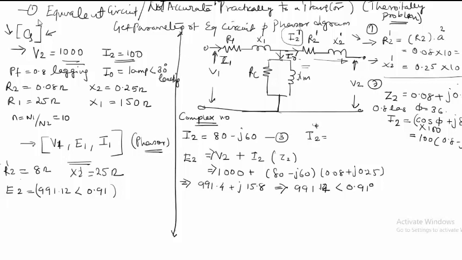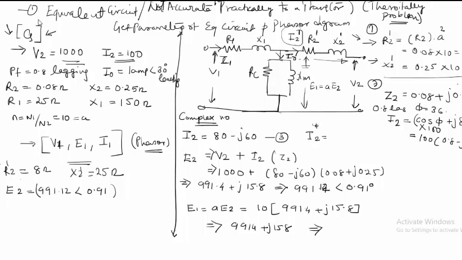The next step is finding the E1. So my E1 is equal to aE2, where a is the transformation ratio, whichever notation you are using. If I'm multiplying it by 991.4 plus j15.8, what you will get is the value of E1, which is close to 9914 plus j158. If you are resolving this in polar coordinates, you will get 9915, making an angle of 269 degrees with the x-axis.